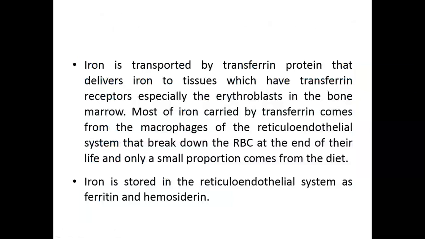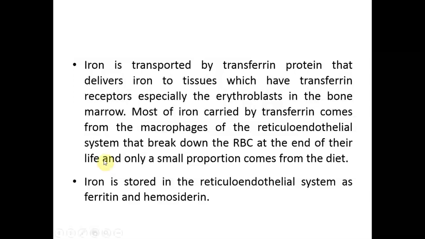If you remember from the physiology lectures, we said that after death of the red blood cells, iron that is released from destruction of the red blood cells will be carried by transferrin from the reticuloendothelial cells to the bone marrow to be reutilized for the production of new red blood cells. So most of the iron carried by transferrin is not coming from the intestinal absorption of iron. In fact, it's coming from the macrophages of the reticuloendothelial system that break down the red blood cells at the end of their lifespan, and only a small proportion comes from the diet.